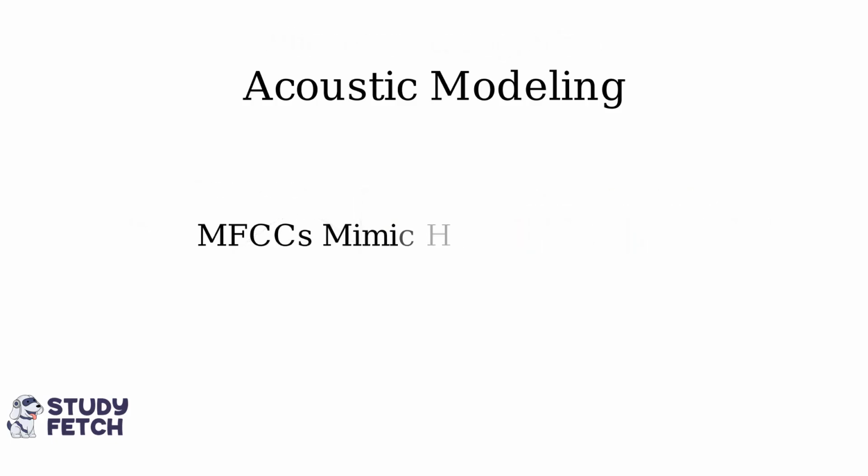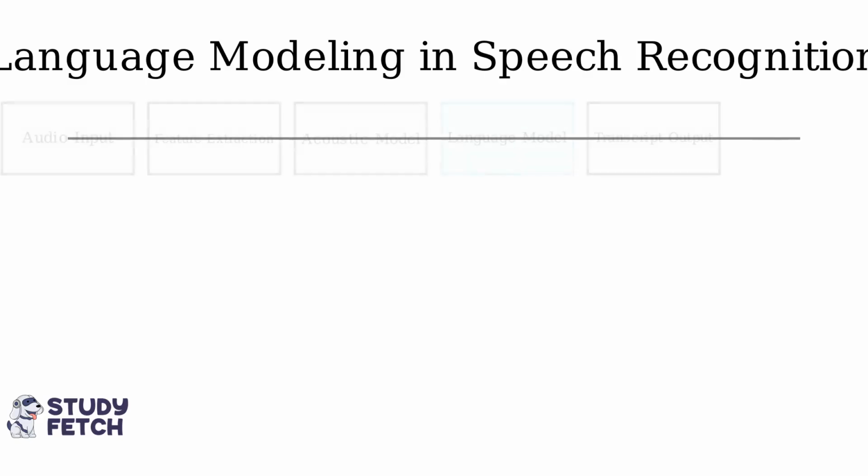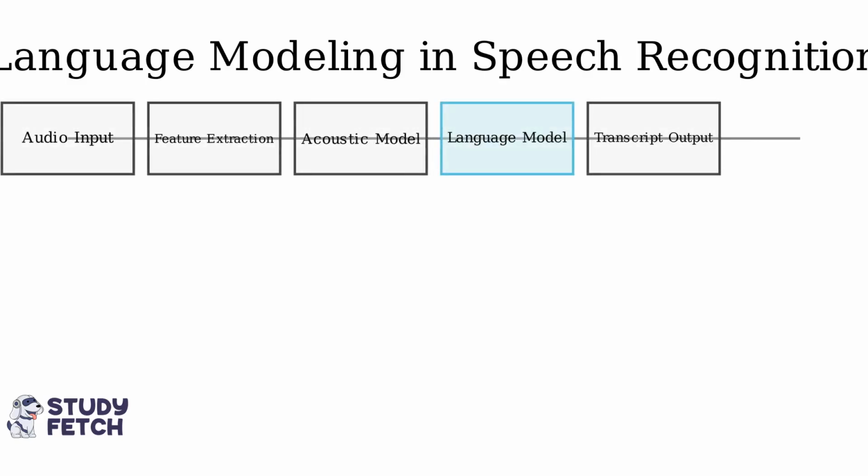What makes MFCCs so effective is how they mimic human hearing, focusing on the frequency ranges we're most sensitive to. The MEL scale is logarithmic, giving more importance to lower frequencies, just like our ears do. Acoustic modeling creates the foundation for speech recognition by translating sound waves into probable phonemes, which can then be processed by language models. Language modeling is a critical component in the speech recognition pipeline.